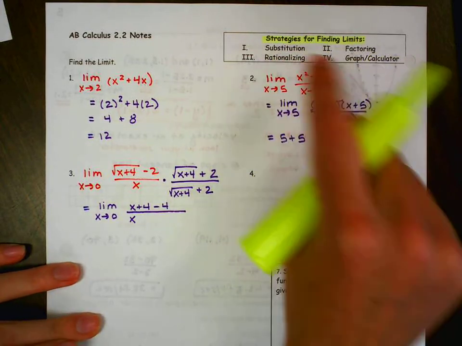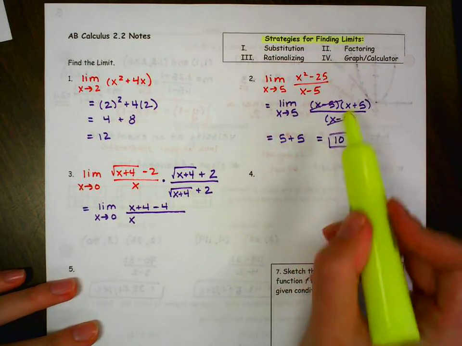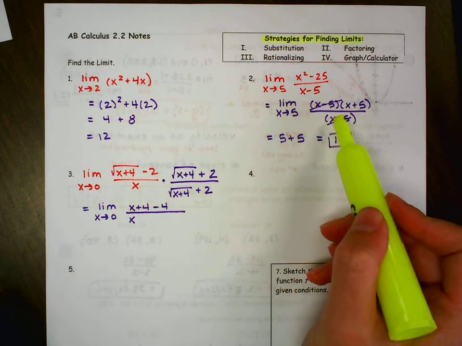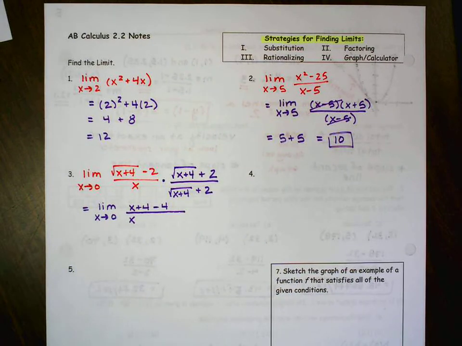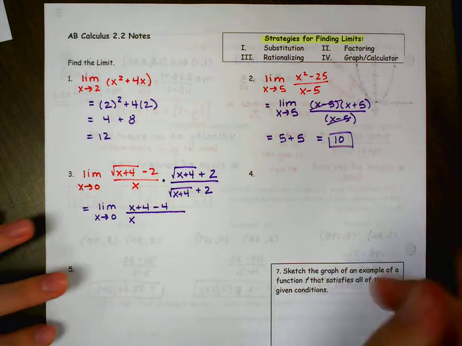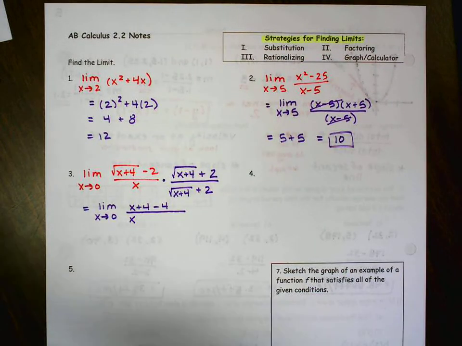If that doesn't work, we sometimes have to factor and cancel out a factor in the top and the bottom. That's what we did with number 2. We had an x minus 5 in the top and the bottom. That's a hole, but holes don't impact limits, because limits are what we're approaching, not the value of the function at that value. So that's why we did that here. Then sometimes we're going to do the rationalizing now.